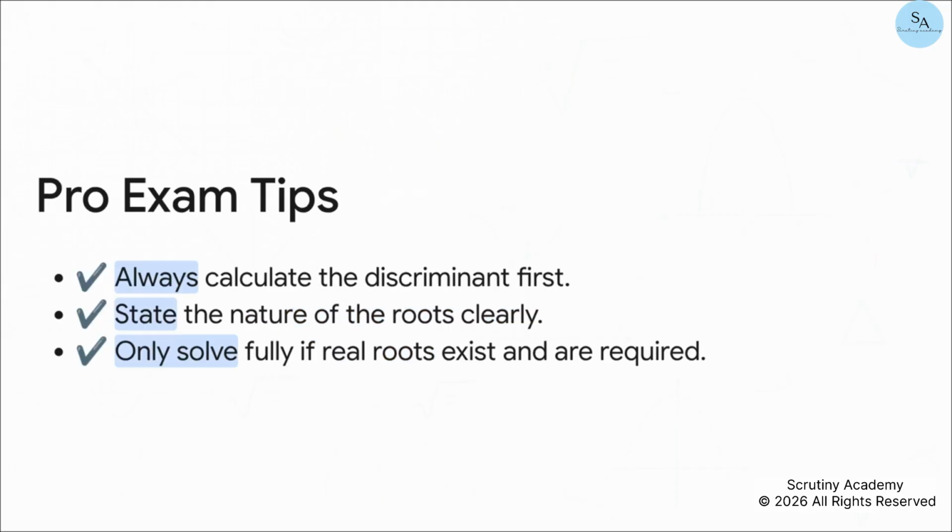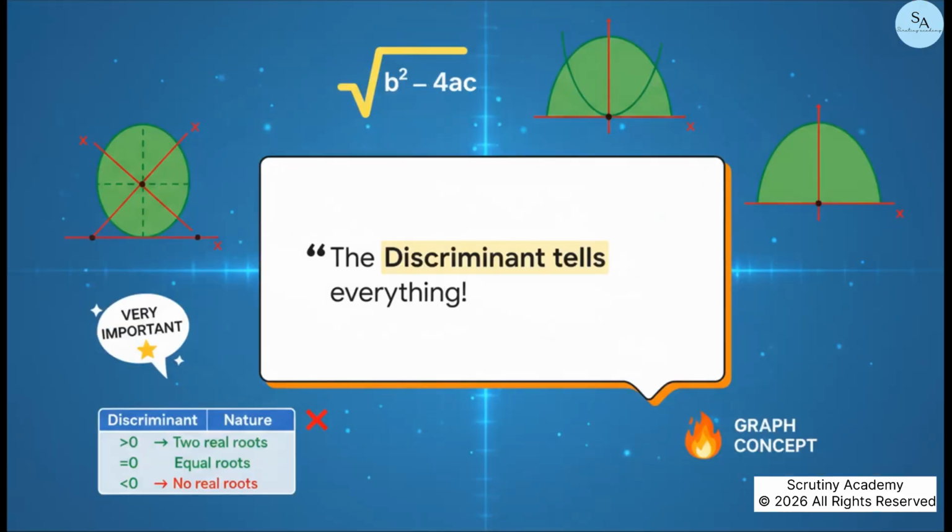So here are my top pro tips for your exams. Listen up. First, always calculate the discriminant first. It should be automatic. Second, clearly write down what the nature of the roots is. And third, only solve the full equation if you know real roots exist and if the question actually asks you for the values. Just remember this one golden line, this mantra, if you will. The discriminant tells everything. Seriously, it's the key that unlocks the entire question right from the start.